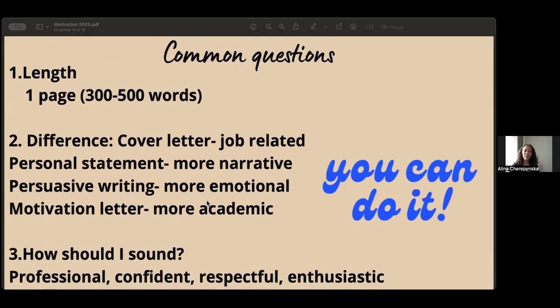Should you lie in a motivation letter? Well, definitely you can. Why not? But the question is, you still remember that after a successful motivational letter, you will have an interview, and you will have face-to-face communication with the admission committee. So the question is, do you still need to lie?